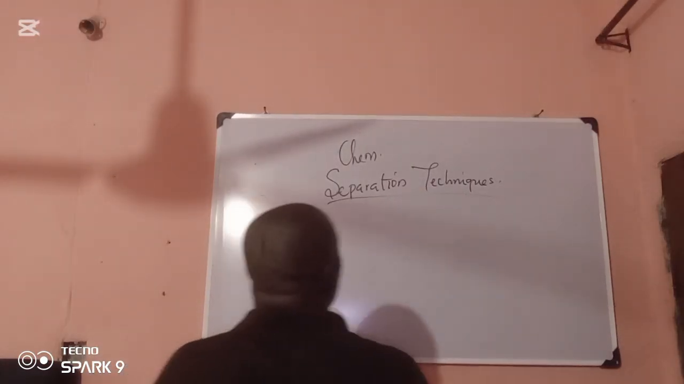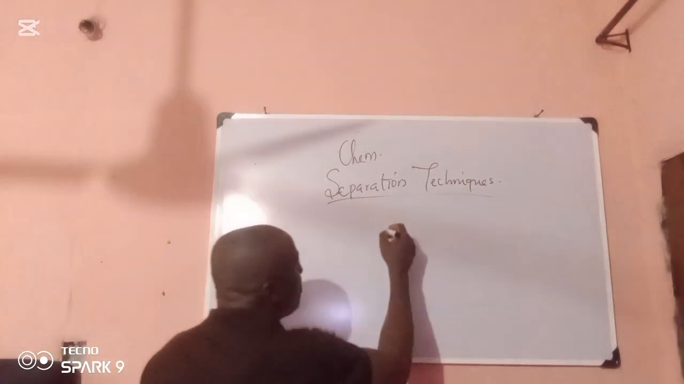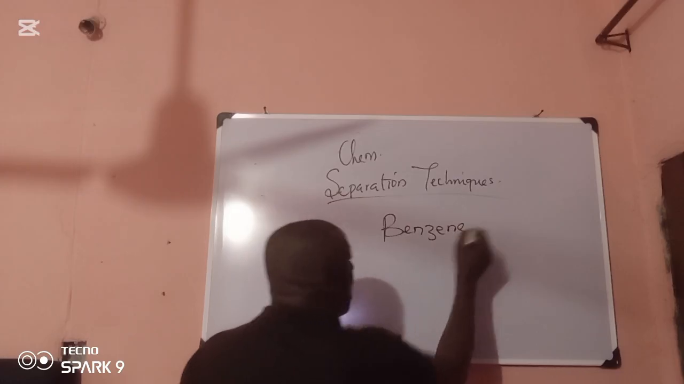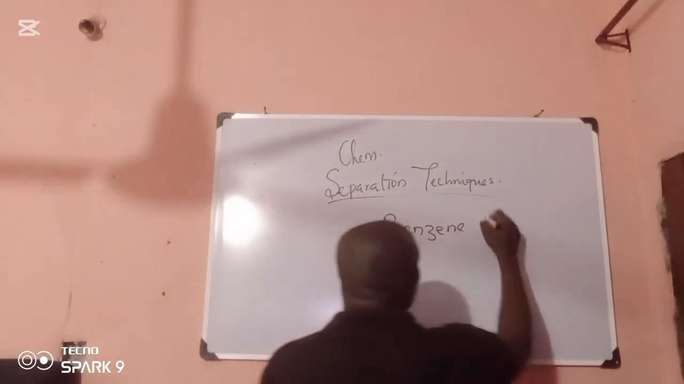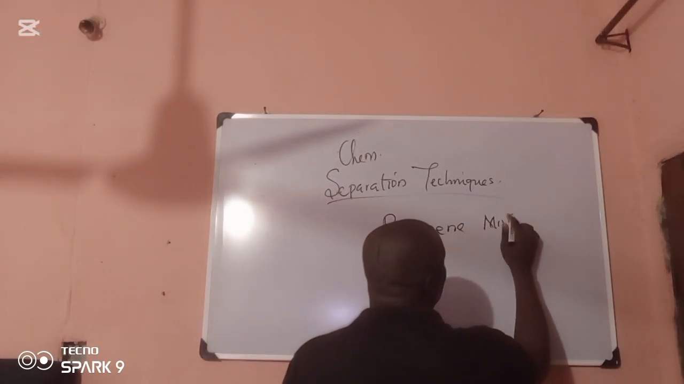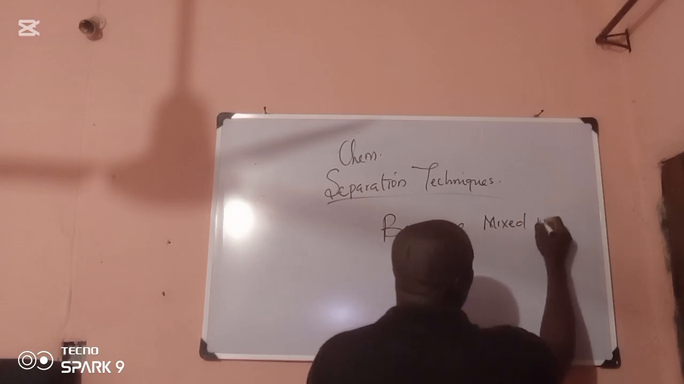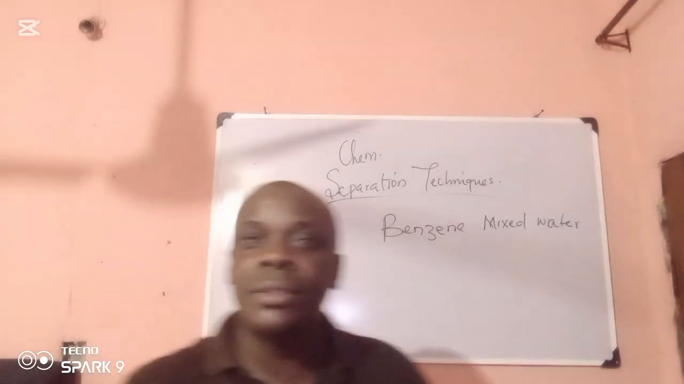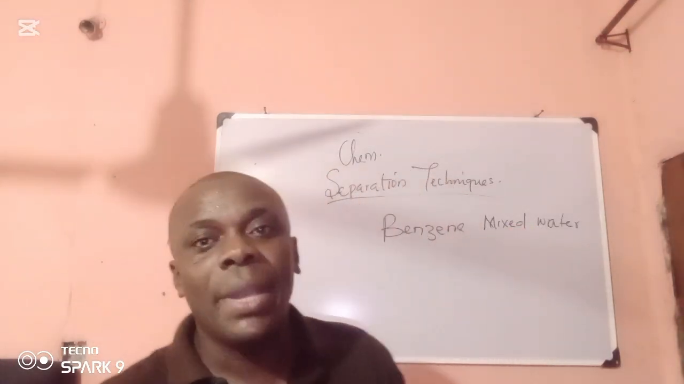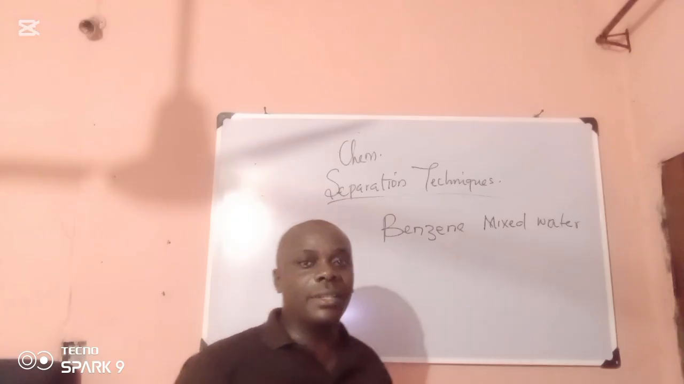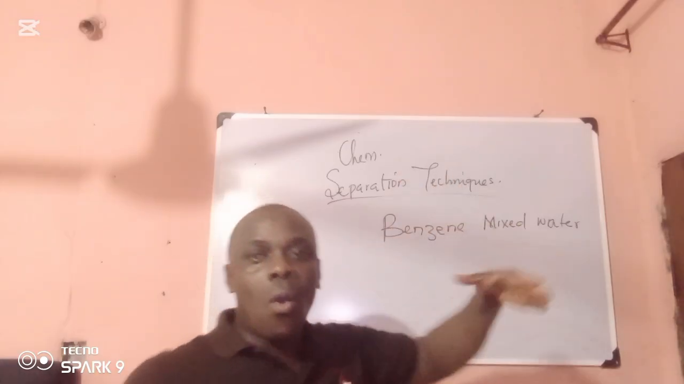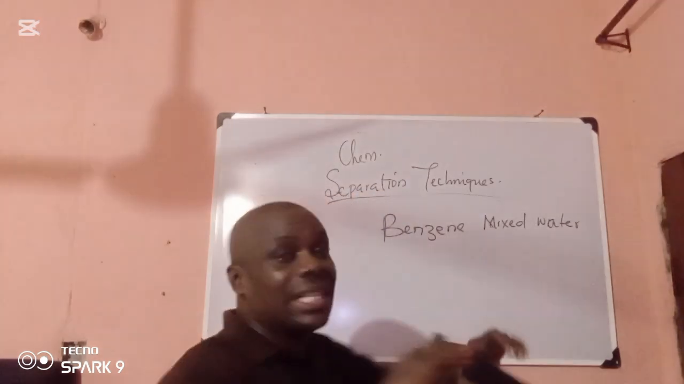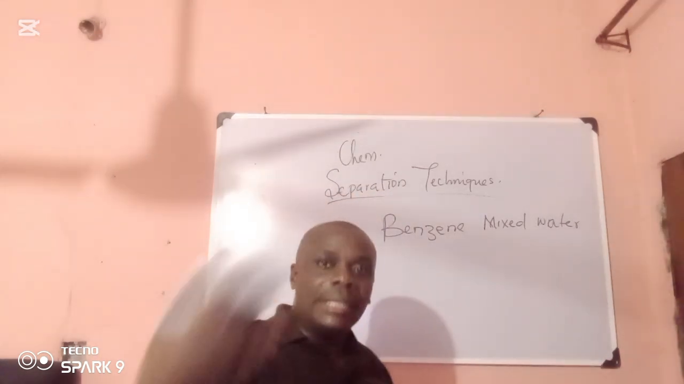for instance, if you have benzene and you have mixed it with water, when you have benzene and water mixed together, because of their separate density, the two of these substances will be at a different level.